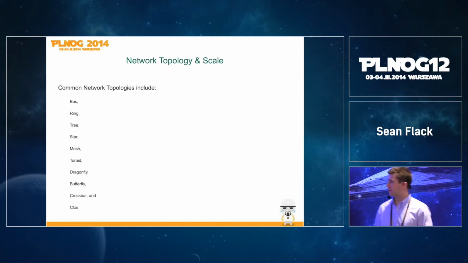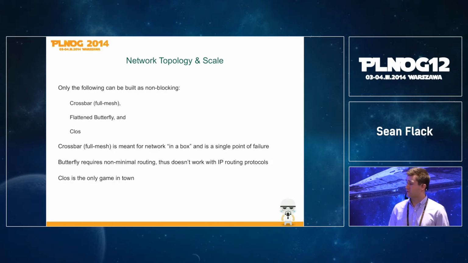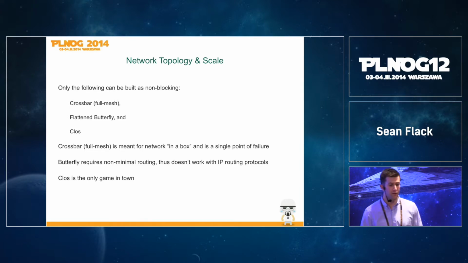Now, there are a few common network topologies in terms of their properties: the bus, the ring, the tree, the star, the mesh, the toroid, the dragonfly, the flattened butterfly, the crossbar, and the Clos. But really, the only ones that can be built as non-blocking are the full mesh, or the crossbar, the flattened butterfly, or the Clos. The crossbar, or the full mesh, is really built for a network in a box.